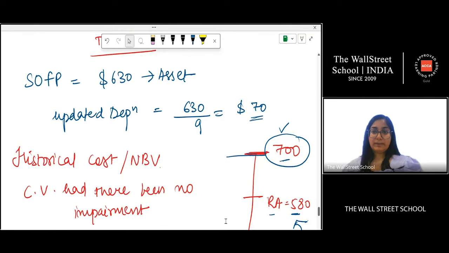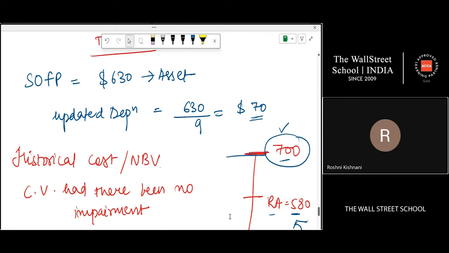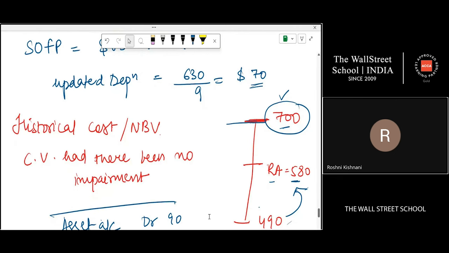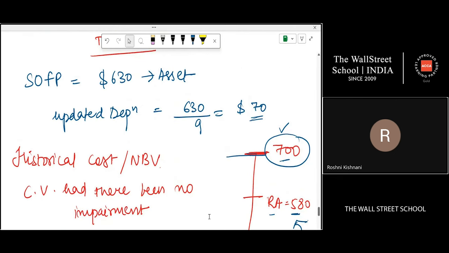Next year this happens again, then we have the recoverable amount we have left is 700 minus 210 that we have already recovered. The limit has decreased in that case.